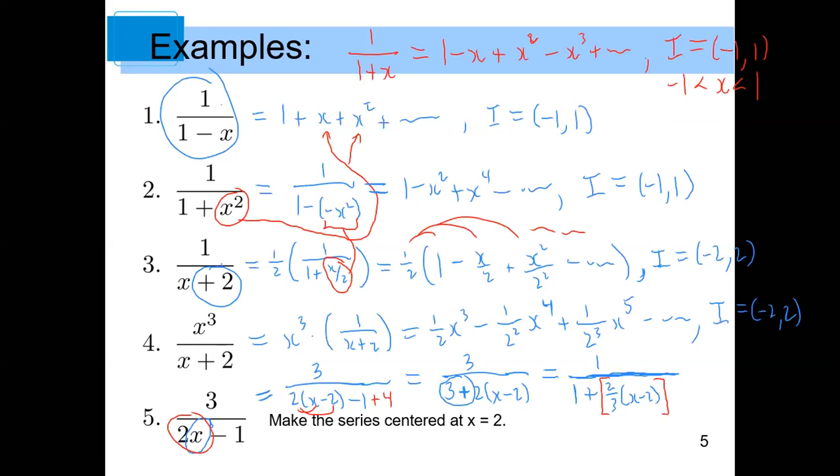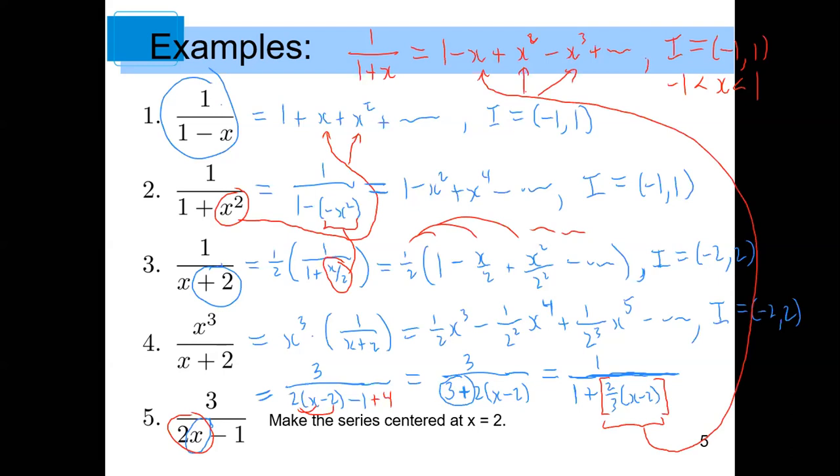Because I'm about to expand this thing into a power series, and playing the role of x is this thing right here, 2/3 x minus 2. That is playing the role of x. Do you see what I'm saying? I'm going to take all this and put it right in here, in for the x term. Does that make sense? Okay, so let's do that.